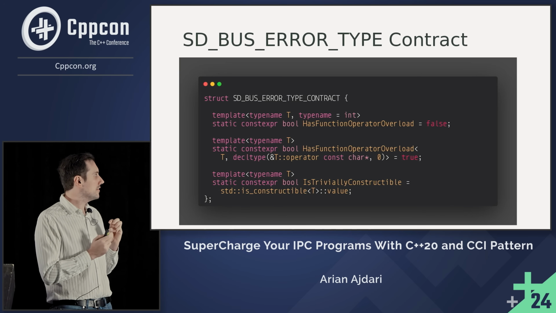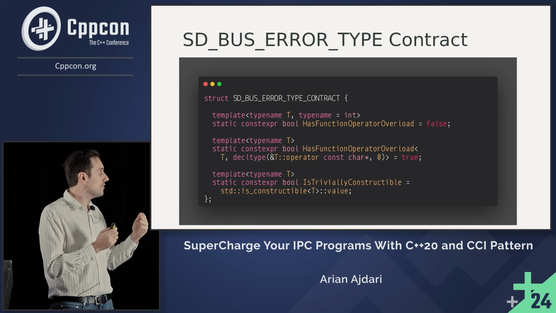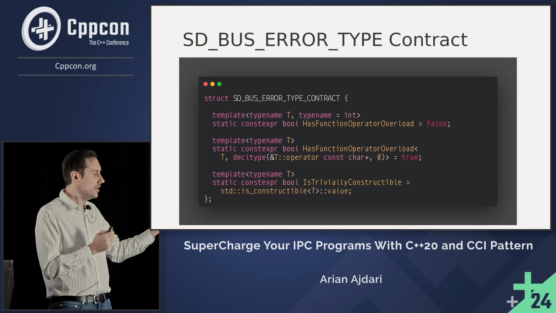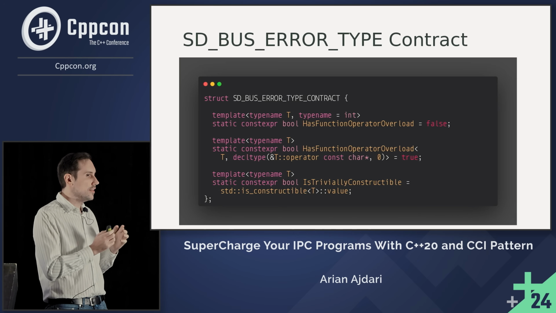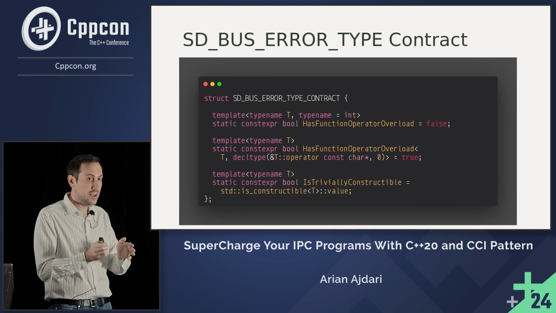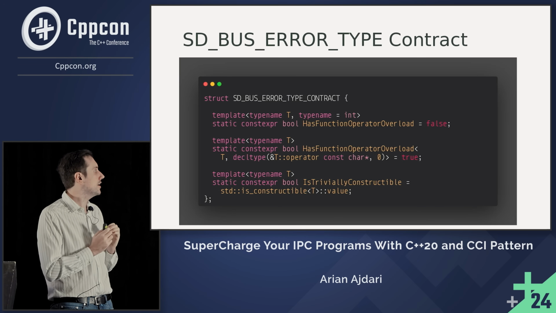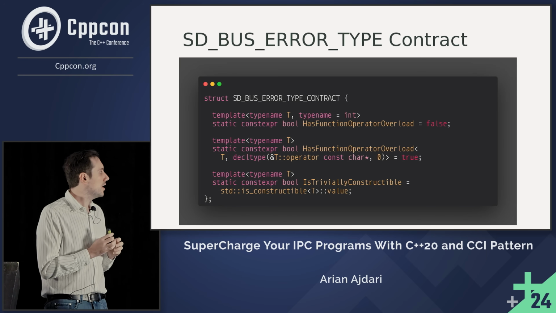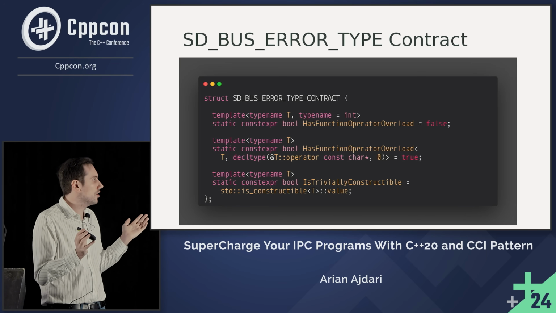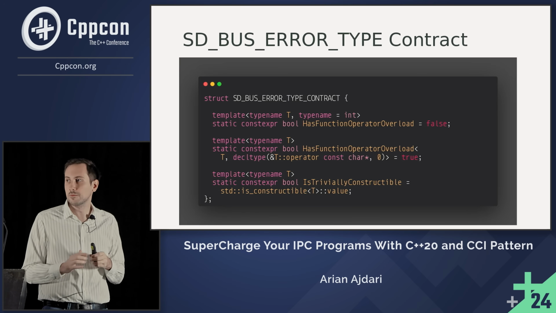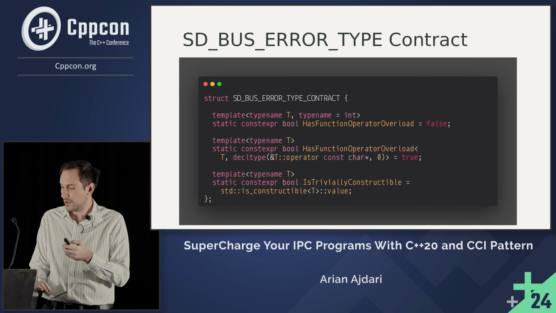How this works is that first it is evaluated to false, and then if the second condition is satisfied, it is automatically evaluated to true. If it does not work, then because of substitution failure is not an error, it reverts back to the first one that is evaluated to false. And the second one is very simple. I just wanted to make sure that this object is trivially constructible, and I use the C++ facilities that are provided. Mainly the function is_constructible.